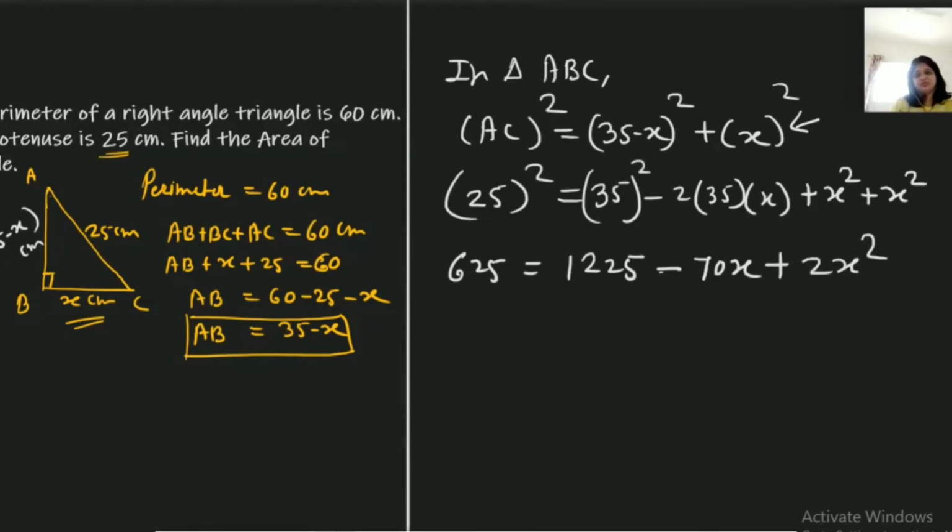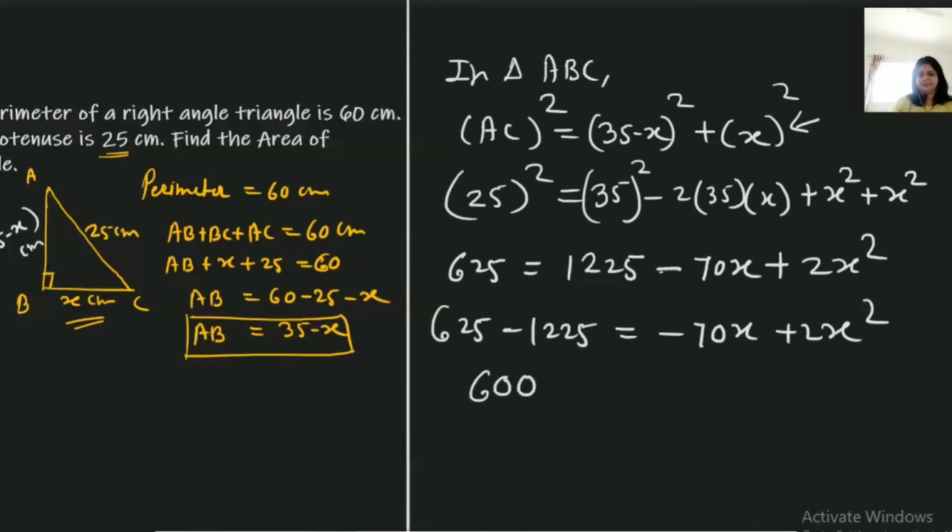Let's shift the constant values on one side and the other values on the other side. Here I am going to write 625 minus 1225 equals minus 70x plus 2x square. Now 625 minus 1225 is minus 600, right?